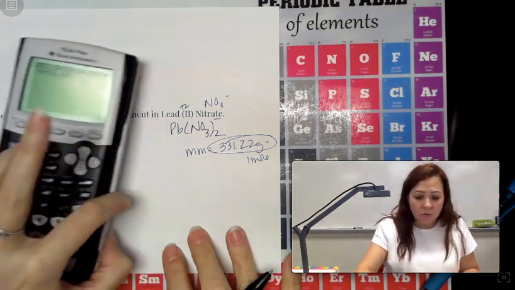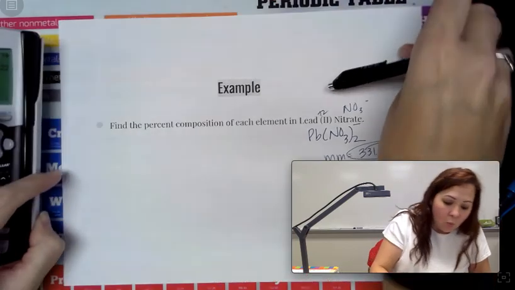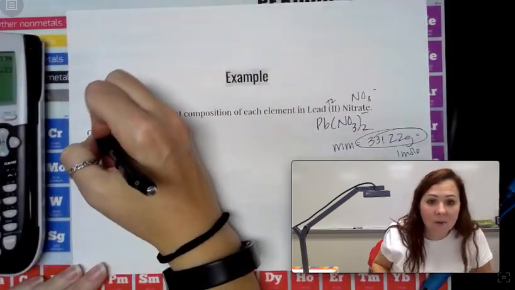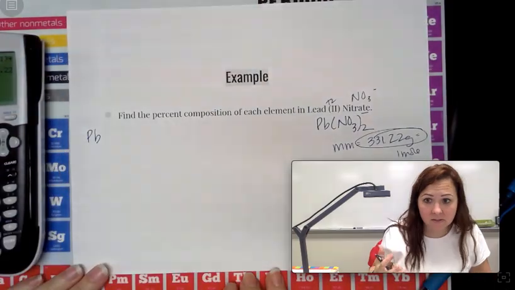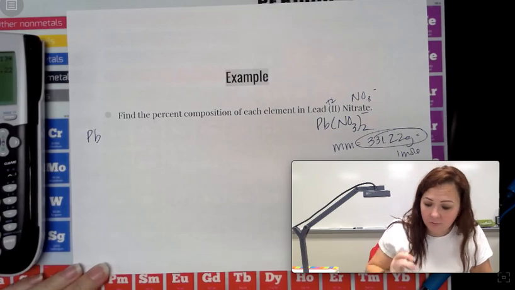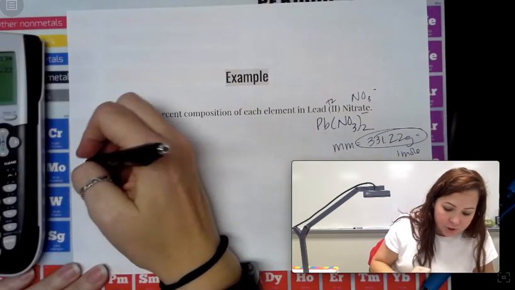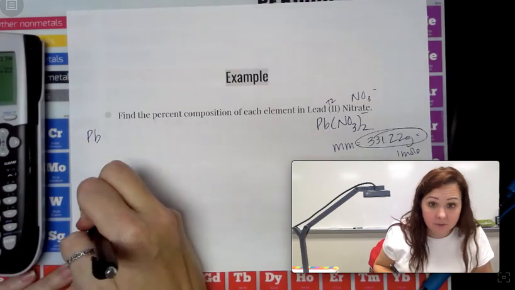So I'm going to do 3 different problems. One of them, I'm going to figure out how much lead by mass is in my compound. I'm going to figure out my nitrogen, and I'm going to figure out my oxygen.